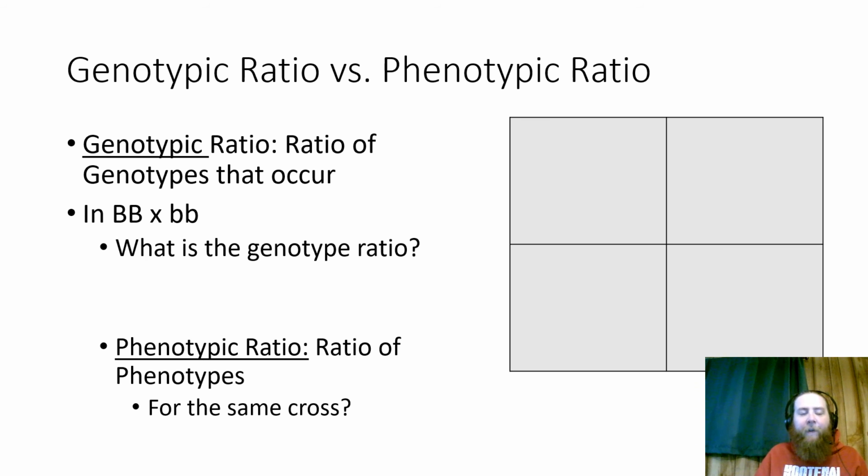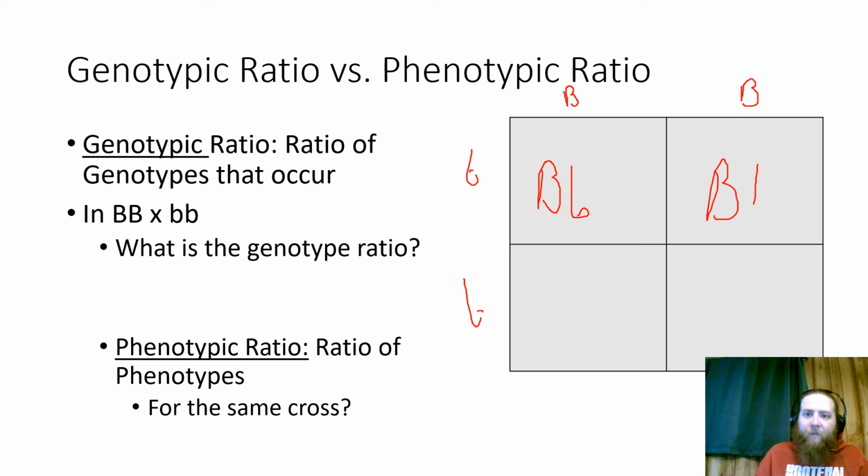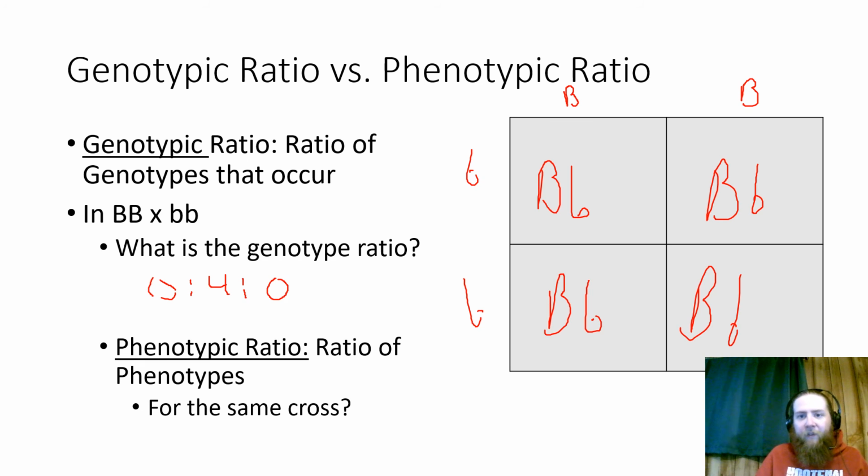So, genotypic ratio versus phenotypic ratio, I've already been showing you a little bit just to get you comfortable with it. So let's do big B times little b. And what is the genotypic ratio of this cross? Well, a genotypic ratio is going to be 0 homozygous dominants, 4 heterozygotes, and 0 homozygous recessives. For the phenotypes, let's say big B is round and smooth and little b is wrinkly. For the same cross, we're going to have 4 round to 0 wrinkly. Excuse me, there's no little b in this. So that's how these ratios will work out.